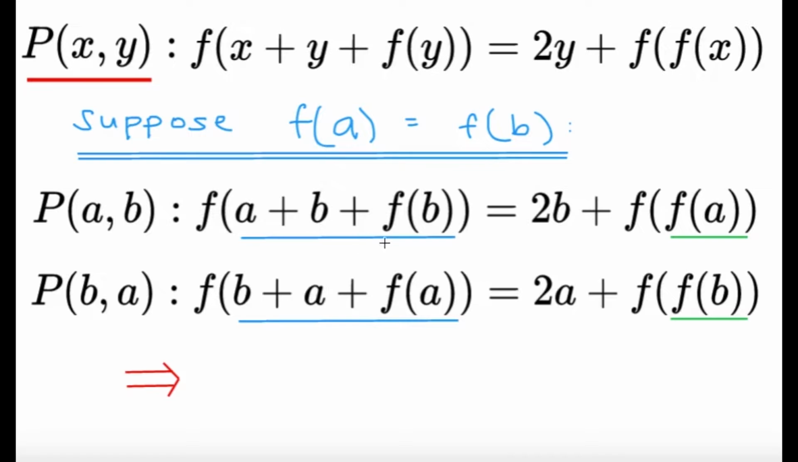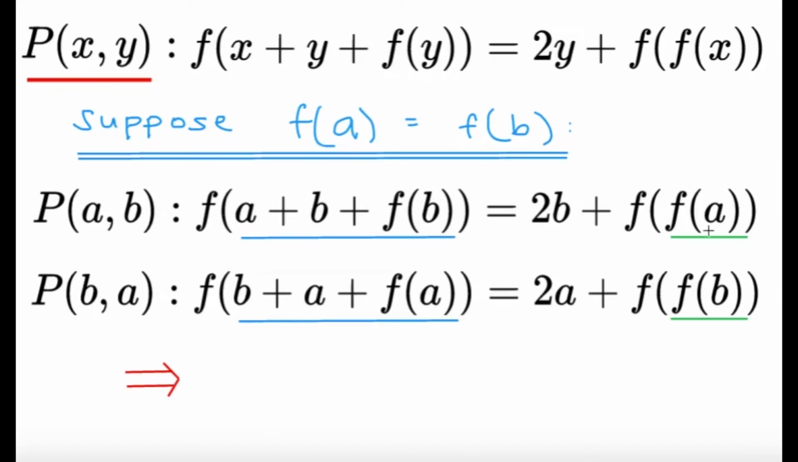Now, the first of the pair of the terms, so the left-hand side of both equations, take a look at the underlined term, a plus b plus f of b, and the other one, b plus a plus f of a. Now, since we made the assumption that f of a equals f of b, this f of b is the same as this f of a. So these two underlined blue expressions must be equal. So f of this blue expression must be equal.